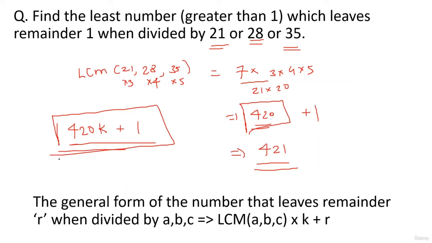So if k is equal to 1, you get the smallest number, 421, right? The next higher number will be 420 into 2, 840 plus 1, 841. So 841 also is a possible number which, when divided by 21, 28, 35, will give remainder 1. 420 into 3 is 1260, plus 1, 1261. This will also give you remainder 1 when divided by 21, 28, 35.